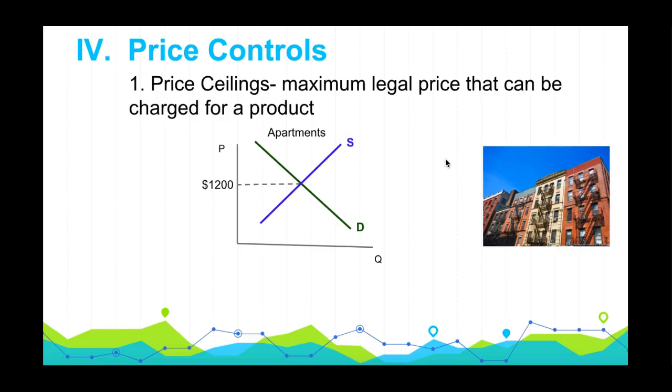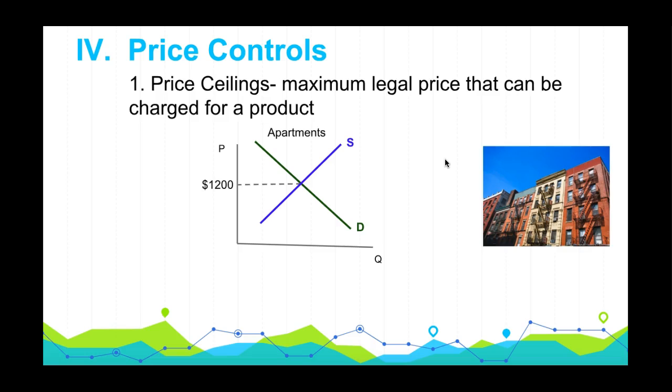So $1,200 a month rent is way too high. People can't afford that to live in the city. So they're going to ask the government for help, and the government is going to get involved, and they're going to ask for price ceilings or rent control. And so what they're going to do is set the ceiling. Where are they going to set the ceiling compared to equilibrium?